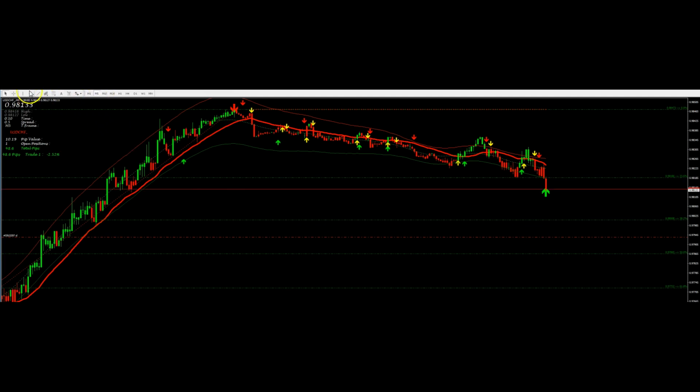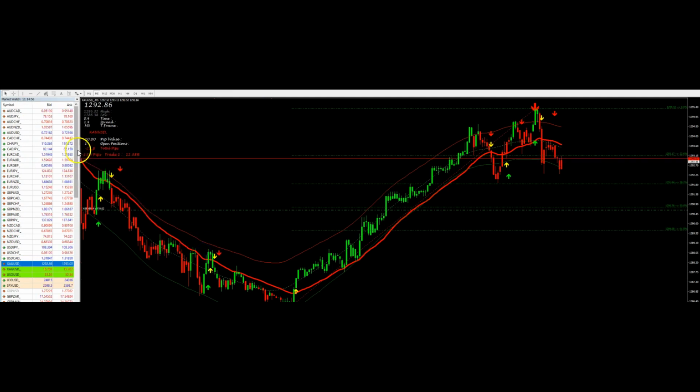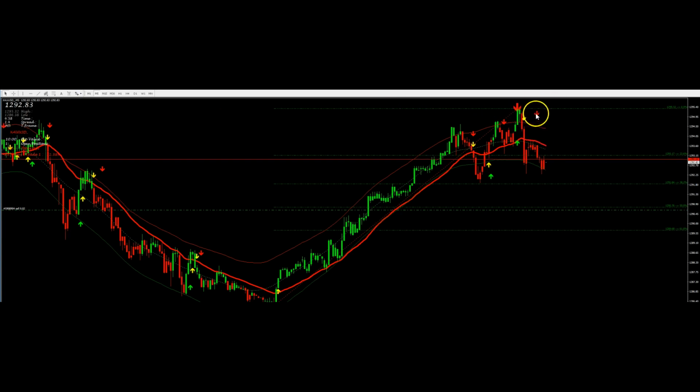All right, next, let's take a look at our gold play, and you'll see what's going on with that one as well. All right, boom. Let's take a look at what we see. And this is the 5-minute chart. As you can see, right there.